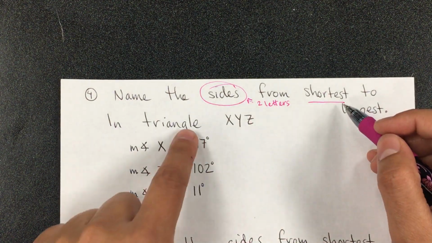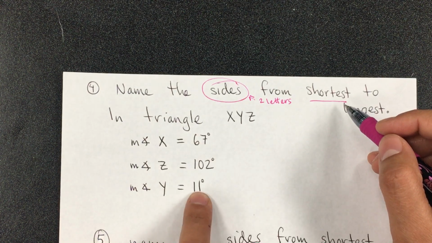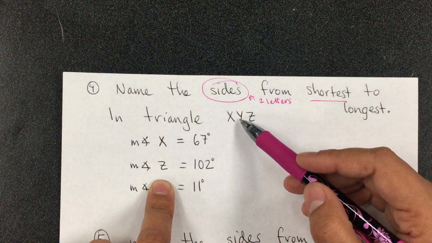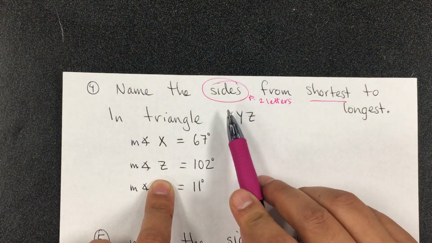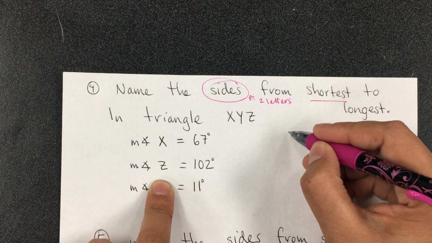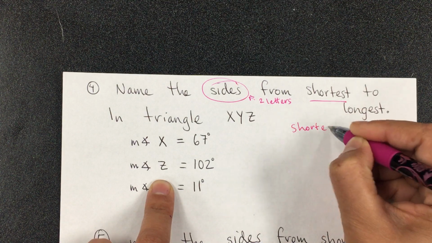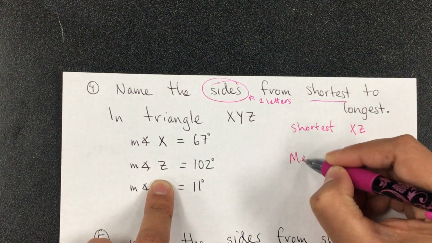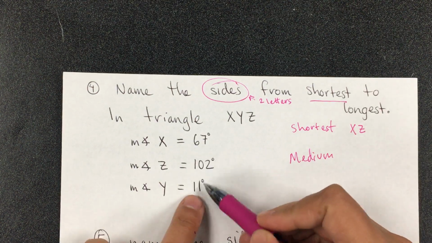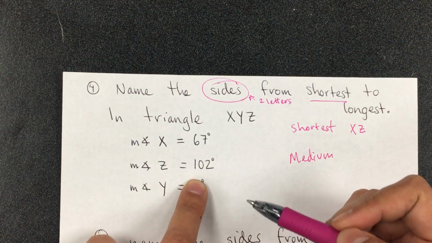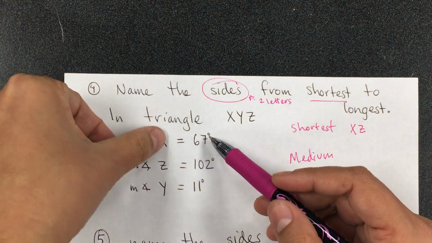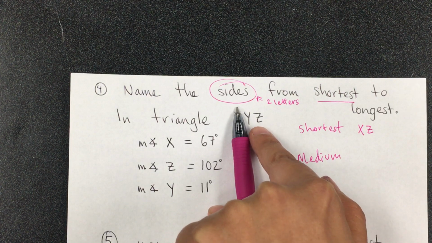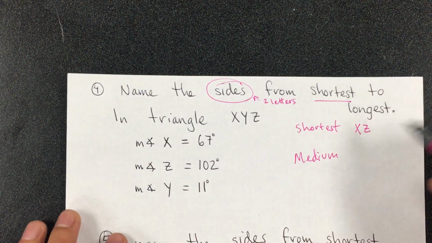Okay, from shortest, which one is the smallest angle? It's 11, which is angle Y. I cover angle Y, and what are the 2 other letters left? X, Z. So that's the shortest. Shortest is XZ. The medium? After 11, what's next? 67 or 102? Well, it's 67, which is letter X. I cover letter X, and the medium size side is YZ.